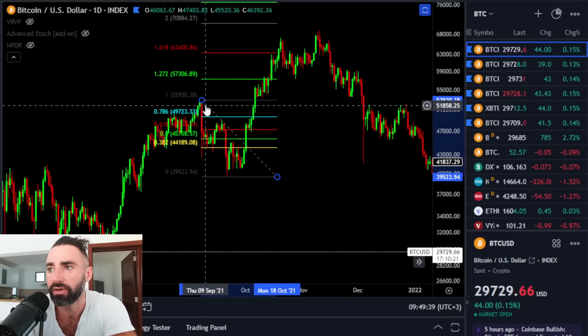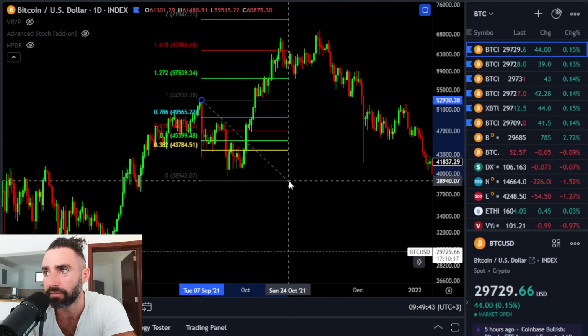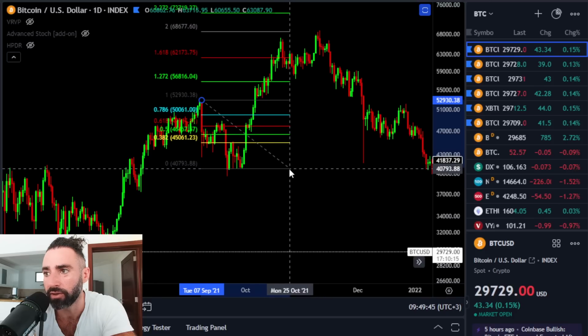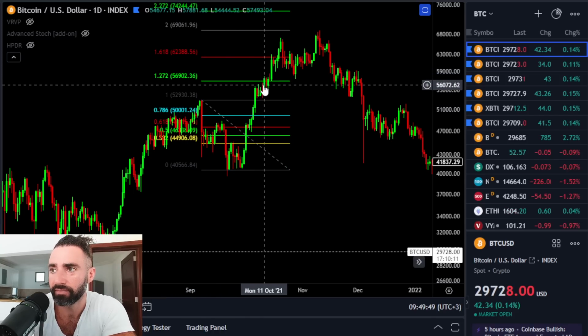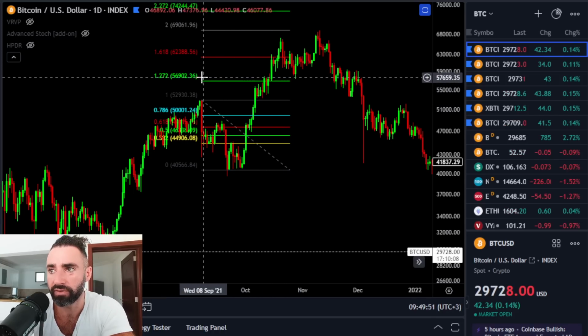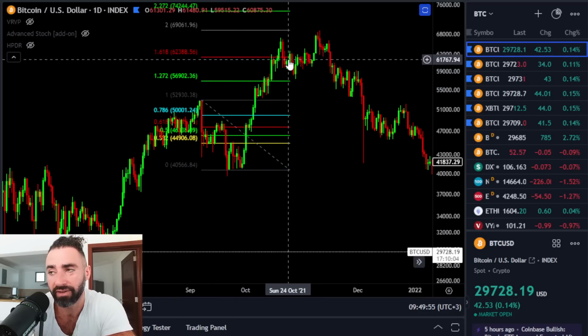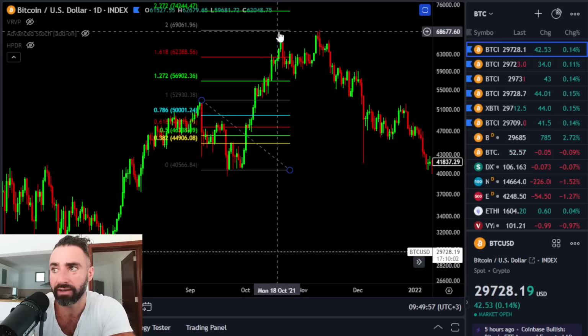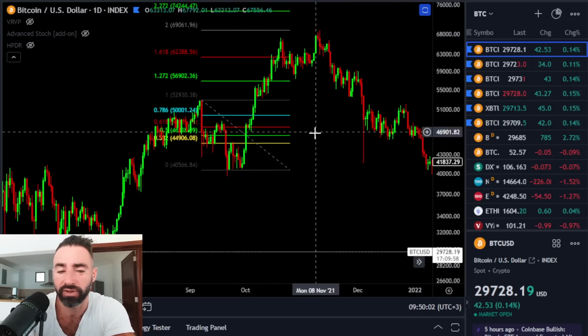And then what do you know? If we actually look at this and I do it properly and go off of the closures, because I'm using closures in this case, we can see that the extensions also correlate with areas of interest. The 1.272 gets this little consolidation right here. The 1.618 gets basically the consolidation at the high, and the 2 extension gets literally the high. Interesting, right?